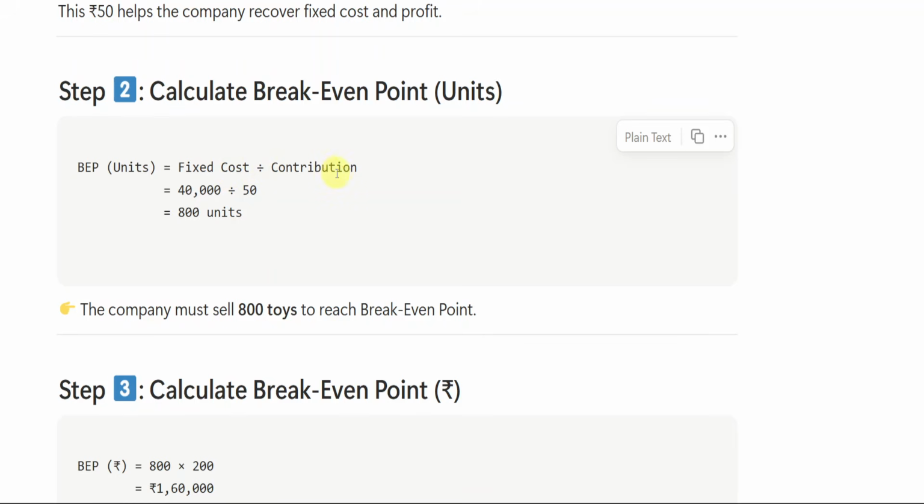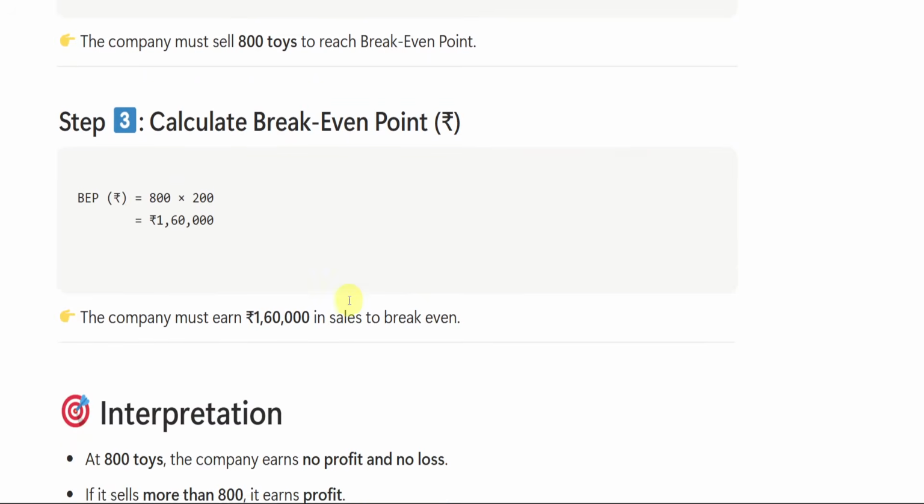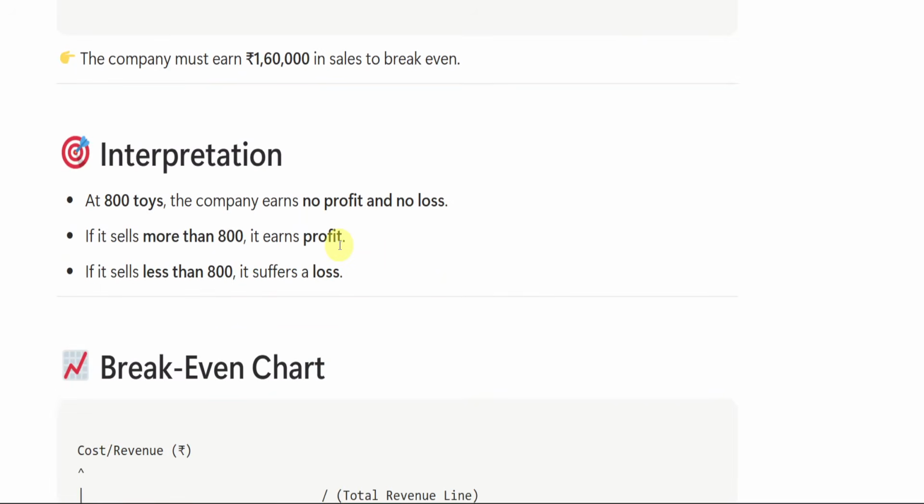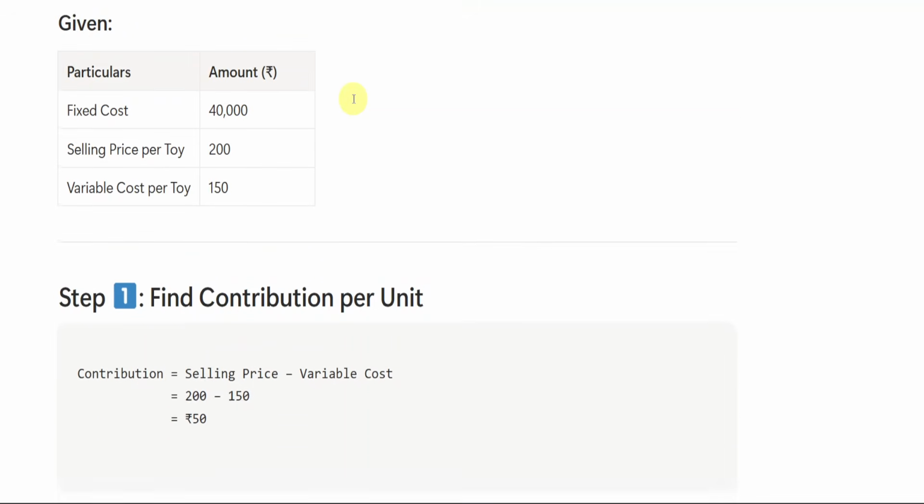Fixed cost divided by contribution, if you do, you will get it. Okay, then you need to calculate the break even point. At 800 toys the company earns no profit and no loss. यहाँ पे टॉयज का एग्जाम्पल है ये, ठीक है.